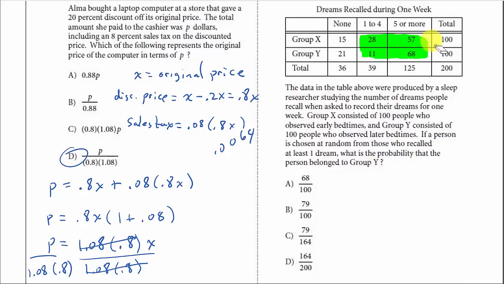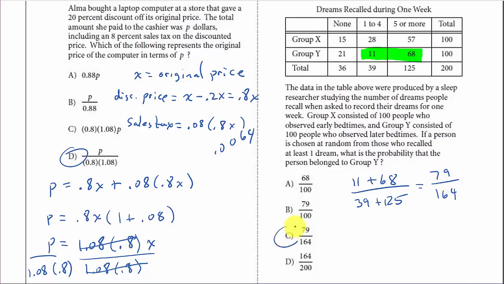That means that's going to take out this group X, so all we're concerned about is this. So the probability is the number of successful outcomes, which is the 11 plus 68, over the possible, which is the 39 plus 125. And when you do that, that's 79 over 164, and so that's C.